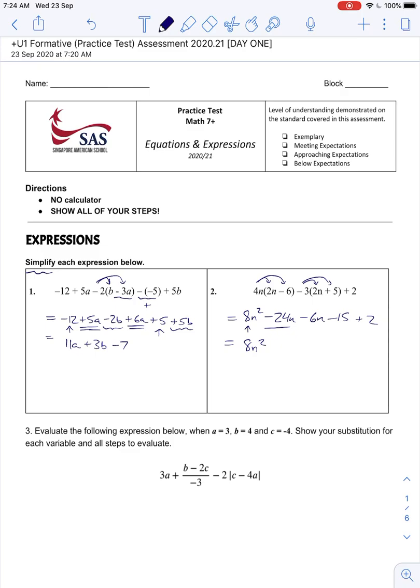So I've got a minus 24n and a minus 6n. So a minus 24 and a minus 6 gives me a minus 30. And then the last thing, you've got minus 15 plus 2. So you take a minus 15 with a plus 2, and that gives you a minus 13. So my final answer is 8n squared minus 30n minus 13.